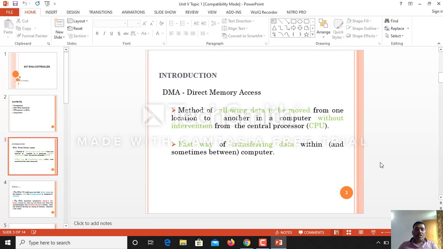Then what is the DMA controller? DMA stands for direct memory access. It is the method of allowing data to be moved from one location to another in a computer without intervention from the central processor, that is the CPU. DMA is also a fast method of transferring data within, and sometimes between, computers.